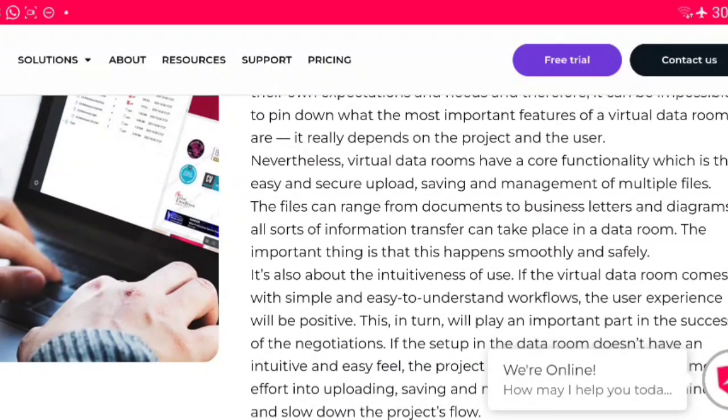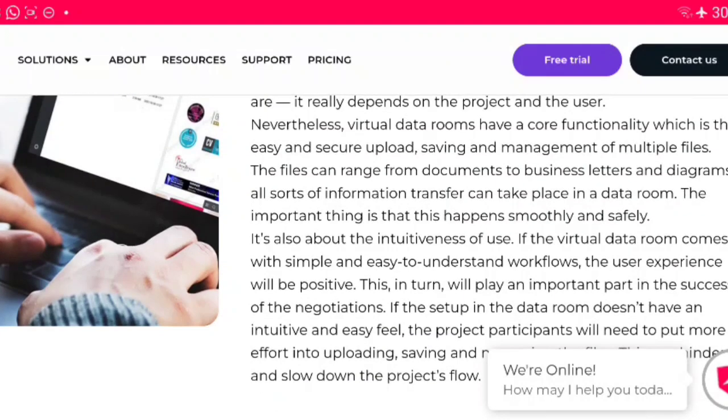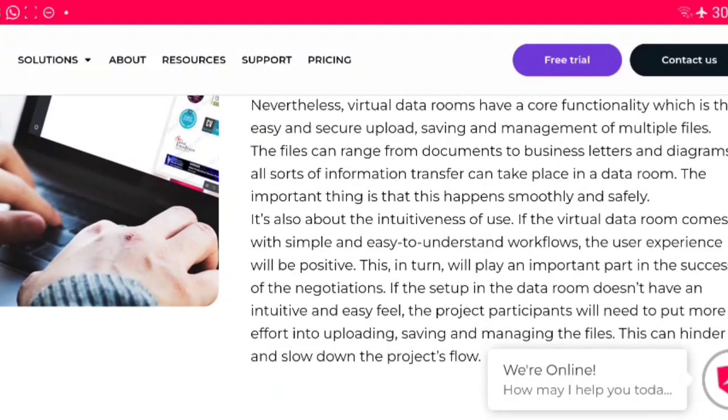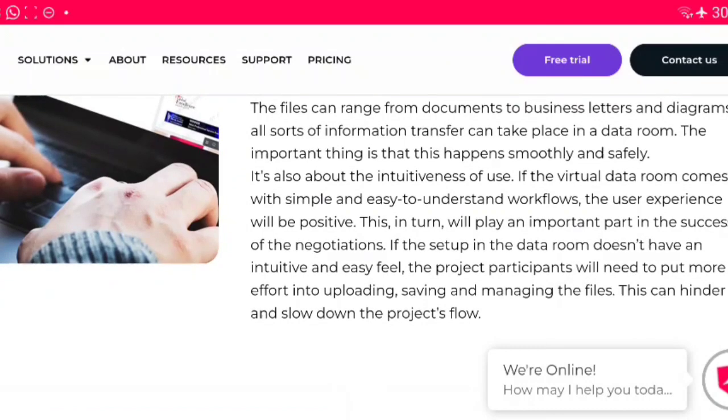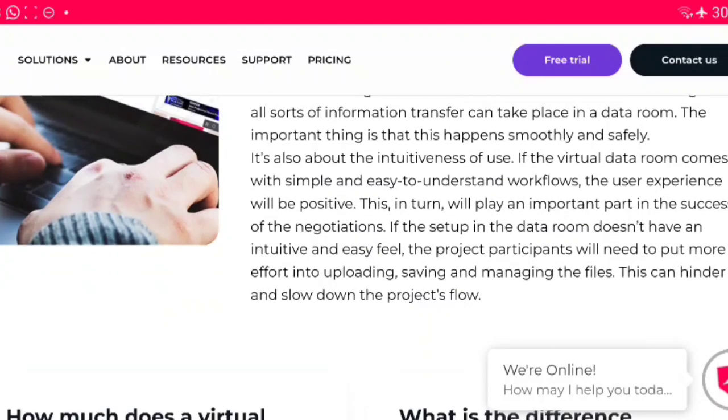Nevertheless, virtual data rooms have a core functionality, which is the easy and secure upload, saving and management of multiple files. The files can range from documents to business letters and diagrams. All sorts of information transfer can take place in the data room. The important thing is that this happens smoothly and safely.